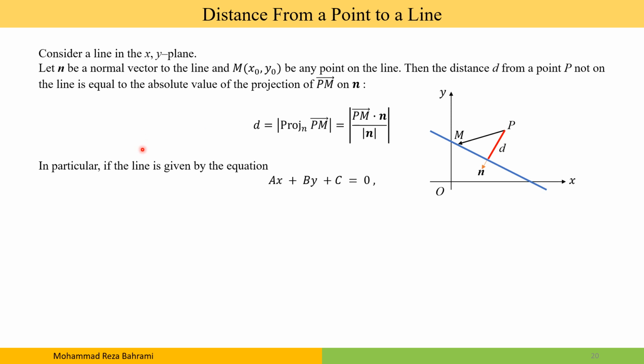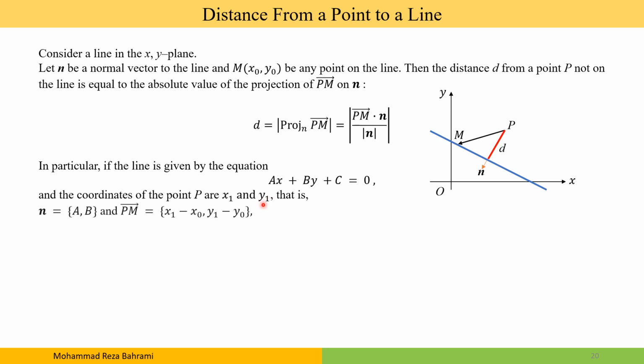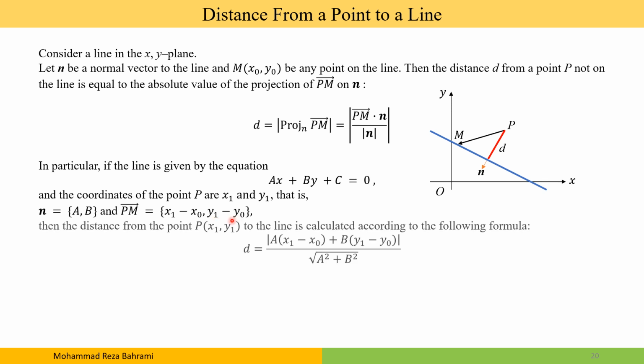In particular, if the line is given by the equation ax plus by plus c equals 0, and the coordinates of the point P are x1 and y1, so we can say that the normal vector n has the coordinates a and b, and the vector Pm has coordinates x1 minus x0 and y1 minus y0.